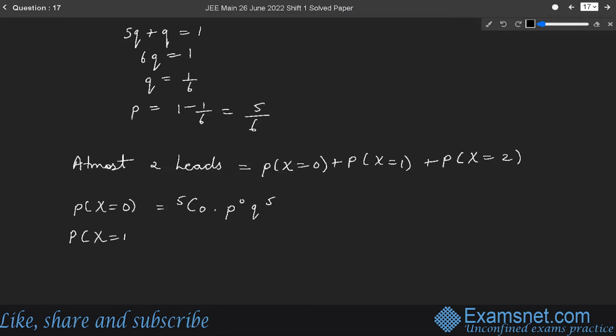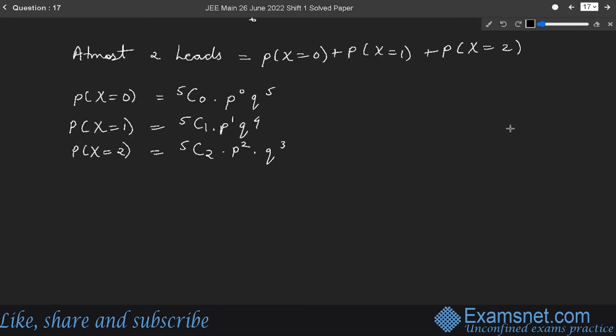P of x is equal to 1 will be getting 1 head in 5 trials. So this will be equal to 5C1 into P power 1 into Q power 4. Similarly, P of x is equal to 2 is getting 2 heads in 5 trials. So this will be equal to 5C2 into P square into Q cube. Now adding all these terms, we get 5C0 Q power 5 plus 5C1 into P into Q power 4 plus 5C2 into P square into Q cube.